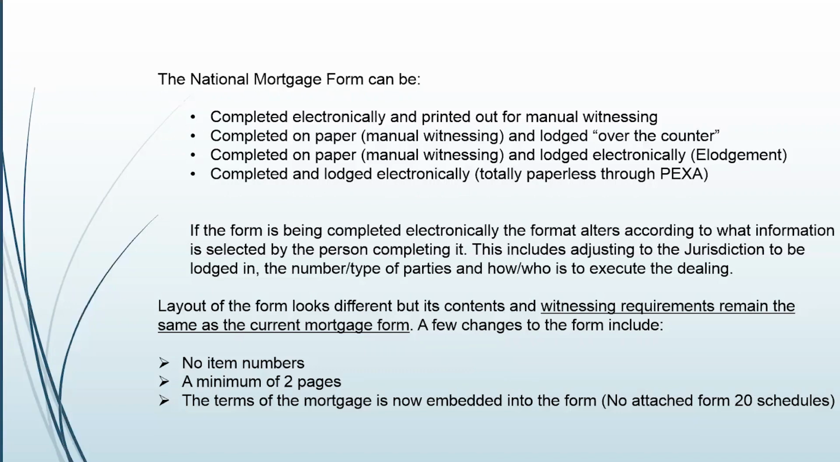So a few minor changes. There's no item numbers. So down the left-hand side of the page, you get items sort of 1 to 6. They don't list there anymore. There's just headings. Each national mortgage form is a minimum of 2 pages. It's never going to be 1 page anymore. And the terms of the mortgage is now embedded into the form. So there's not usually an attached form so much. It's now in the document itself.